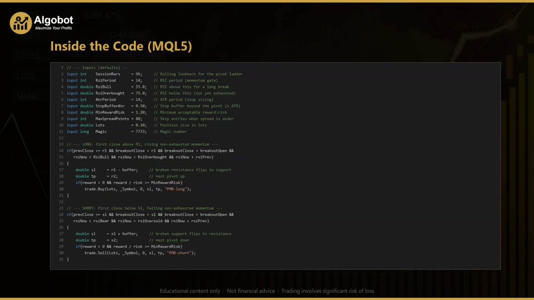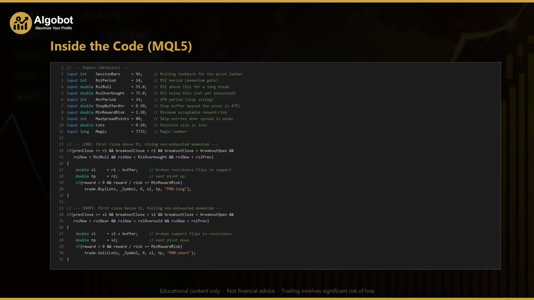The condition reads almost like plain English. The previous close was at or below R1. The breakout close is above R1, and that candle closed above its open, so it's bullish. Then RSI now is above the bull threshold, below the overbought level, and higher than the prior reading, so momentum is present and still rising. When that's all true, the stop loss is set just below R1. The take profit is placed at the next pivot R2, and only if the reward to risk passes does trade.buy send the order. The short block is the mirror.